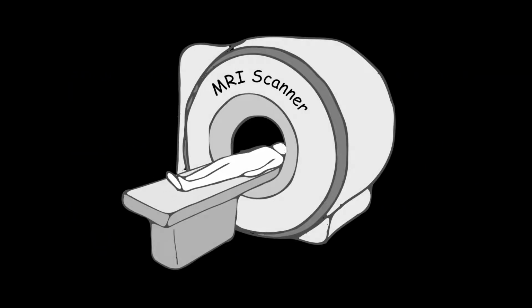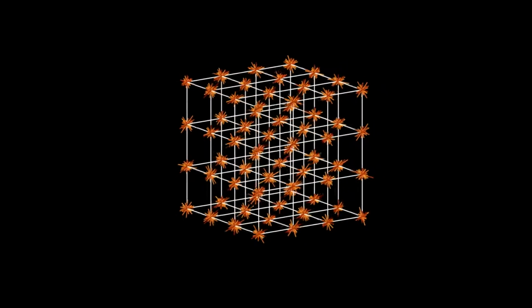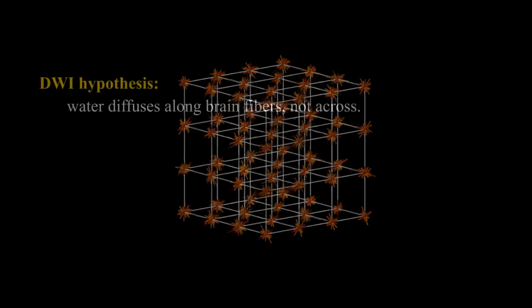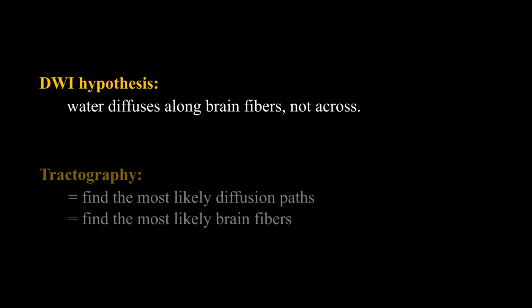The MR scanner measures diffusion strength in a fixed set of directions. This gives a voxel grid with measures of diffusion strengths in many directions in each voxel. Diffusion-weighted imaging assumes that water diffuses along brain fibers, not across. Tractography is the task of finding the most likely diffusion paths.